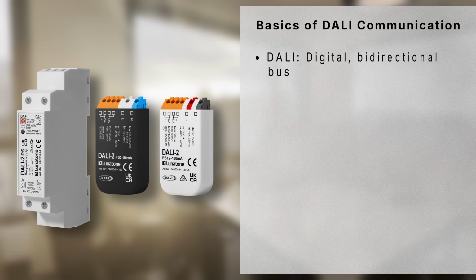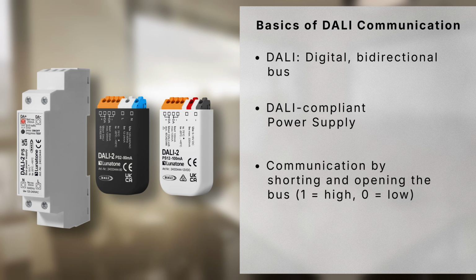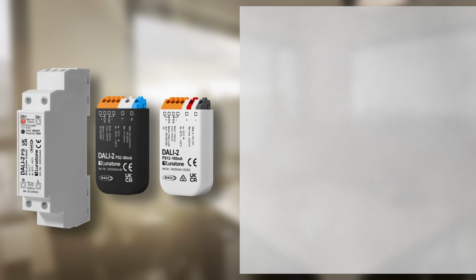DALI is a digital bidirectional communication bus. A DALI power supply, a PS, is required in every DALI system to ensure that all devices can communicate over the DALI line. Communication frames are created by shorting and opening the bus, which generates high-level and low-level signals. DALI operates at 16 volts, so it is important to use a DALI-compatible power supply. Standard power supplies are not suitable, as the timing of the rising and falling edges during transitions between high and low levels must be precise.